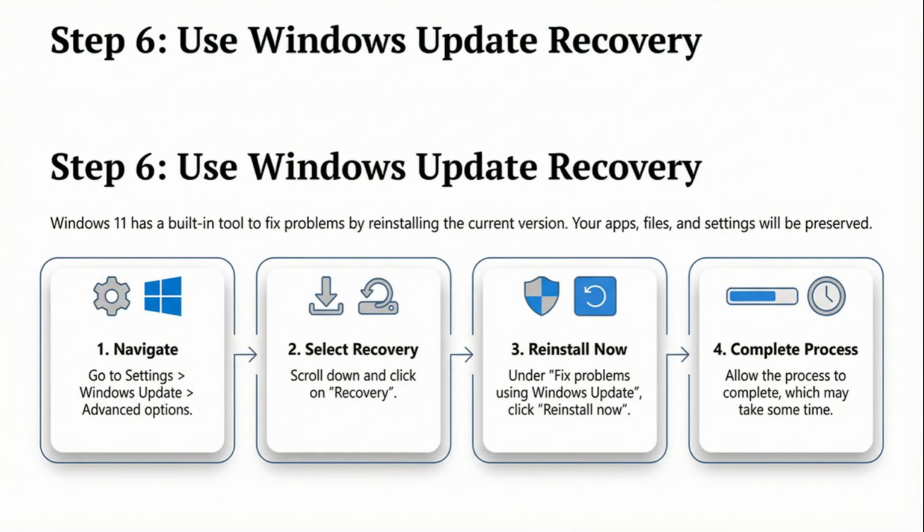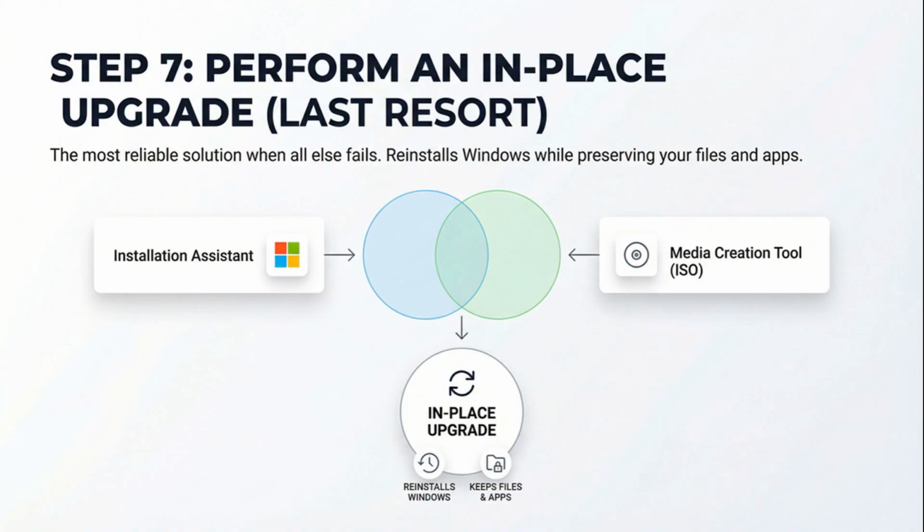Windows 11 offers a built-in tool to fix update problems by reinstalling the current version. This method preserves your apps, files, and settings while resolving update issues. If all else fails, performing an in-place upgrade is the most reliable solution. This process reinstalls Windows while preserving your files and apps, ensuring a fresh start.